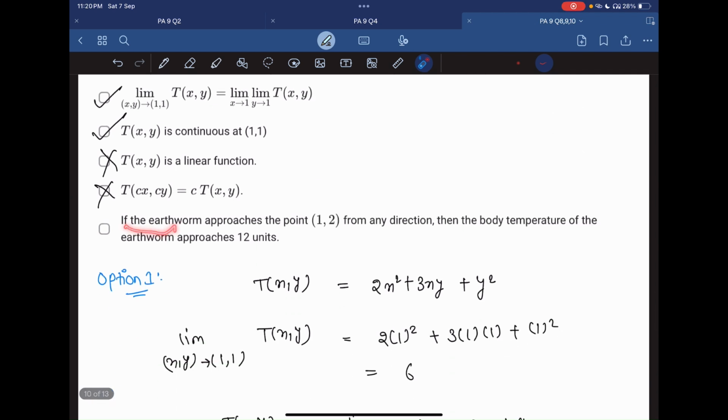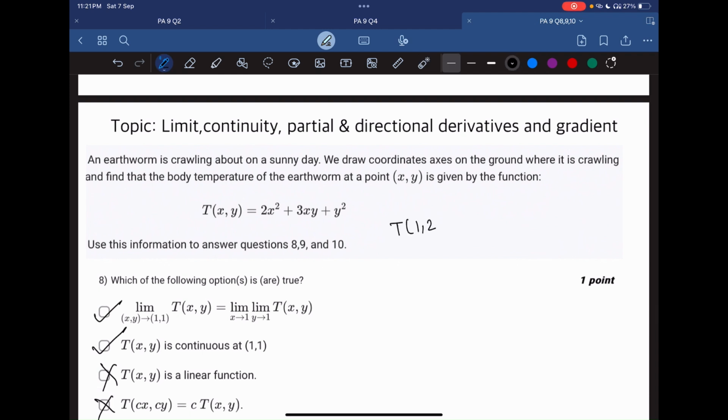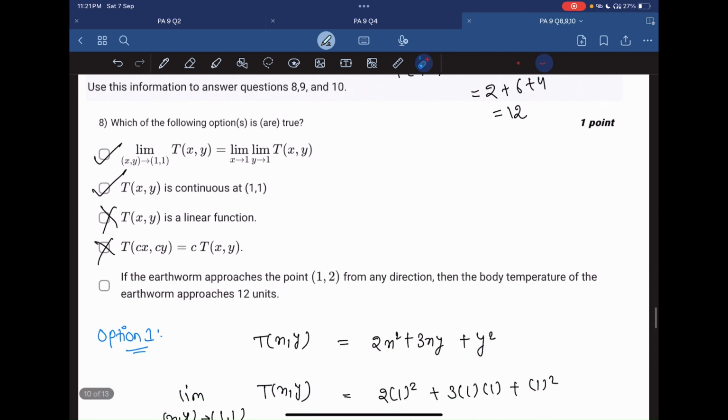Last option, if the earthworm approaches the point (1, 2) from any direction, then the body temperature of the earthworm approaches 12. Now we know this function is continuous, that means the limit as (x, y) tends to (1, 2) is the same as just putting the value x equal to 1 and y equal to 2 in the function. So if we find the value of T(1, 2), we'll get 2 + 3 into 1 into 2 + 4, and that is 12. So that means if the earthworm approaches the point (1, 2) from any direction, the limit would be the same because the limit exists at the point (1, 2), and the body temperature of the earthworm approaches 12. That is the value. So this is also a correct option.